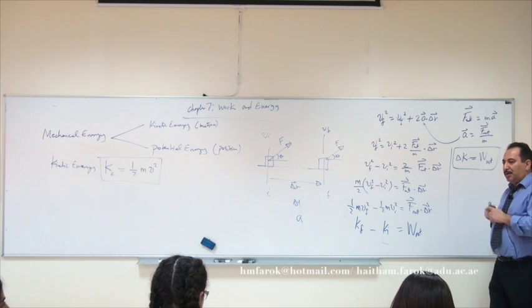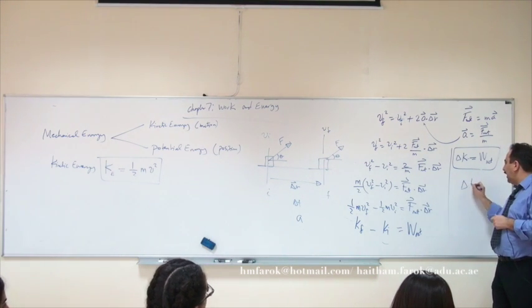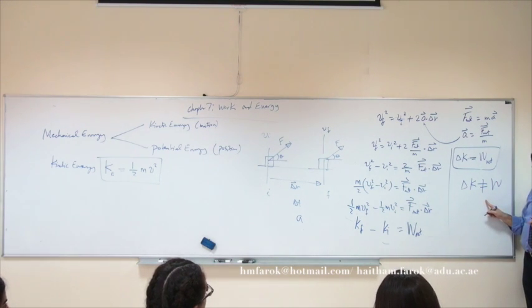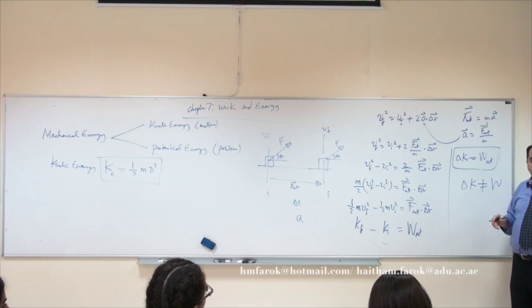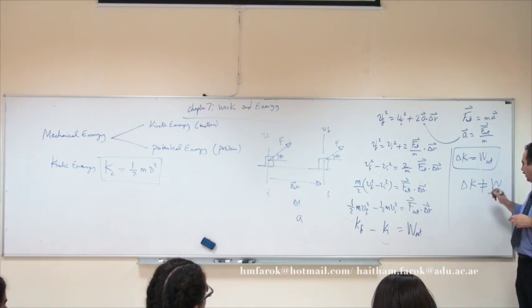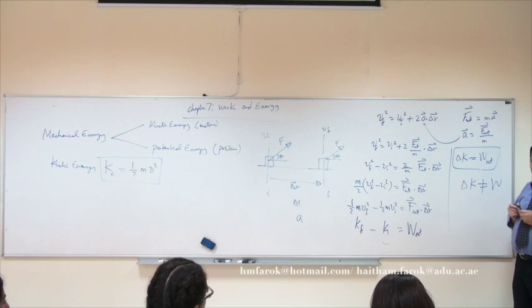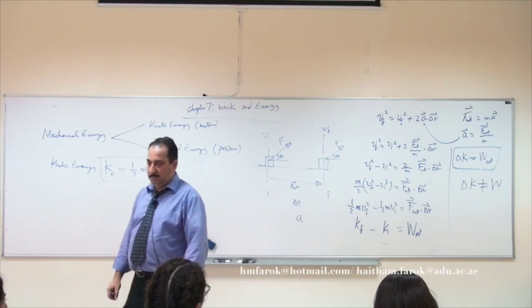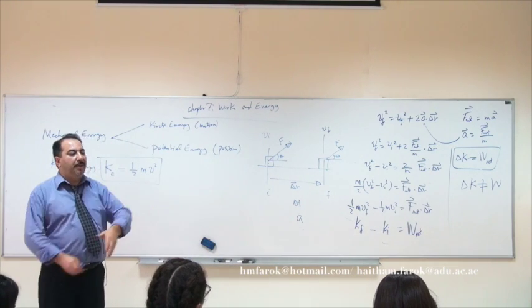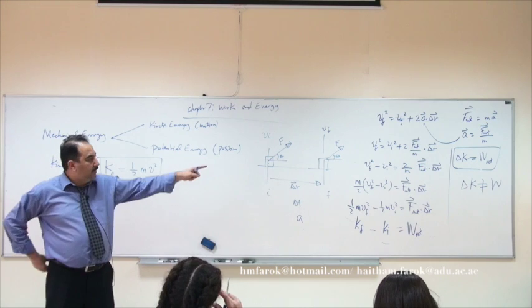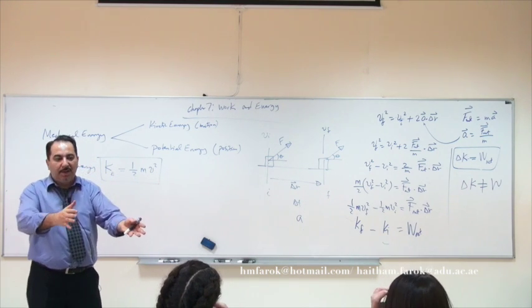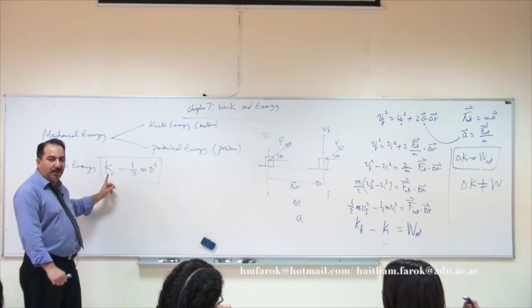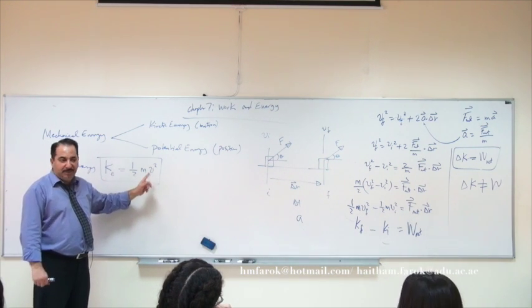Don't get this one wrong. Delta K is not equal to W. It is total W. Work total. Okay? W net. So now I found a new equation. And this is called the work kinetic energy theorem. It's the theorem that says that total work is equal to change in kinetic energy. So now I convinced you why kinetic energy is half m v squared, starting from there.